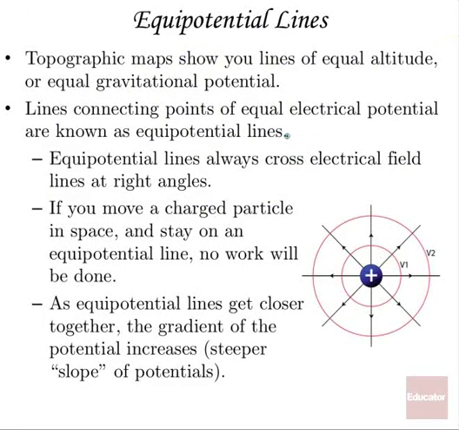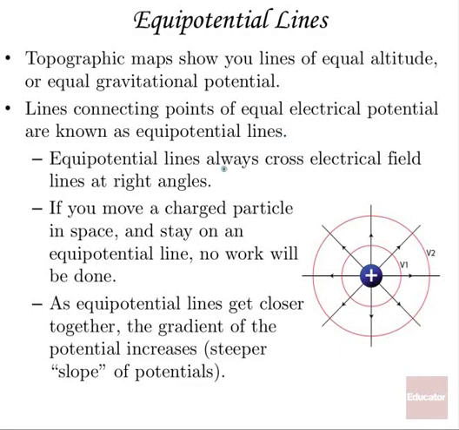All right, let's talk about equipotential lines for a minute. When you talk about topographic maps, if you've gone hiking or were in some sort of surveying organization, you've probably seen a topographic map where you have lines that show you areas of equal altitude. Those are lines of equal gravitational potential energy. We have the same sort of thing in the electrical world. We have lines of equal electrical potential, which we call equipotential lines.